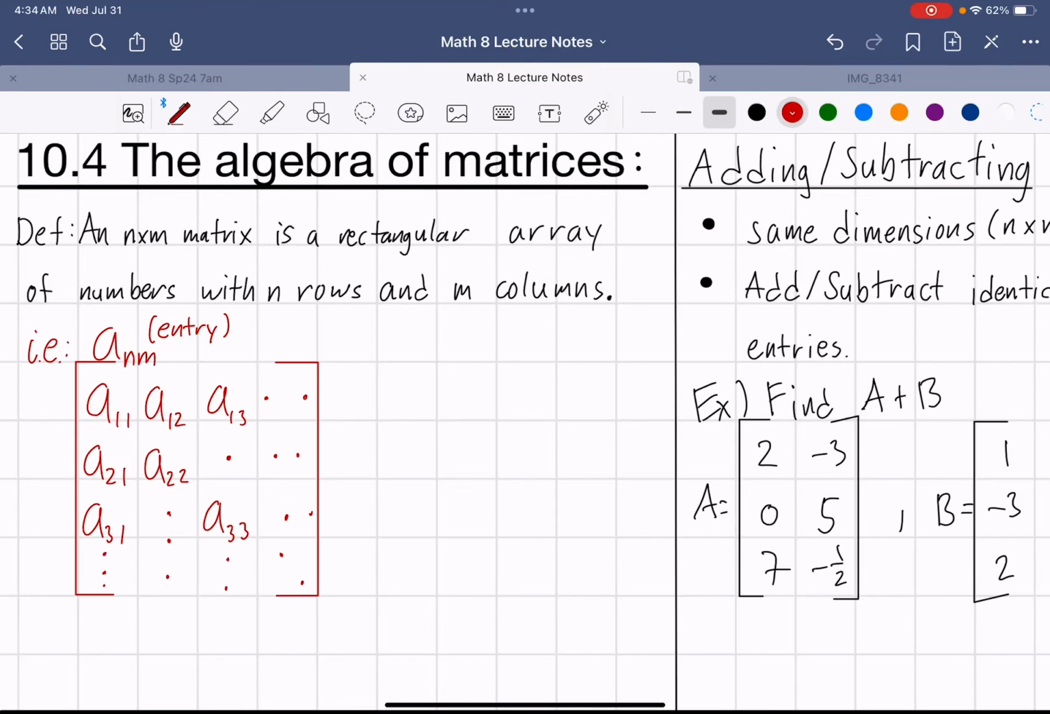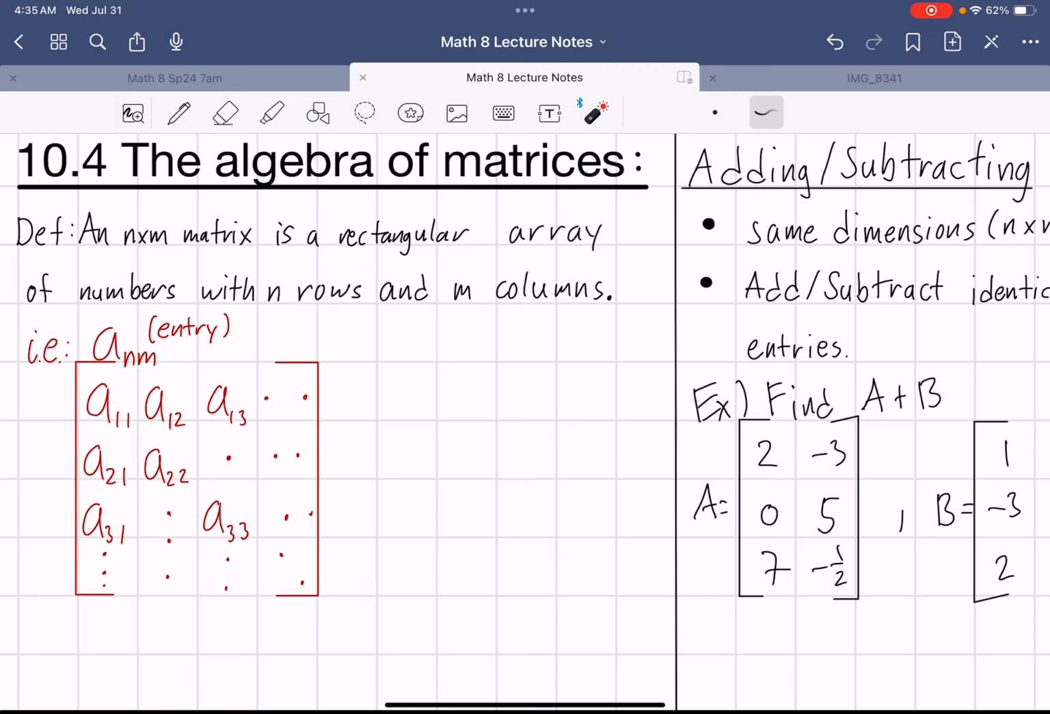We're going to take a step back now to talking about matrices. But before we can talk about them, I do want to introduce what is a matrix, right? So the idea of a matrix is it's a rectangular array of numbers, right? So an n by m matrix is a rectangular array of numbers with n rows and m columns.